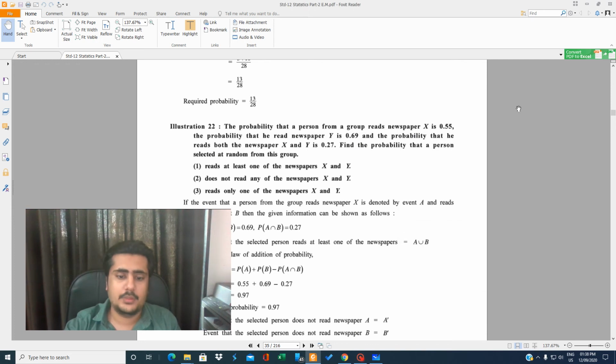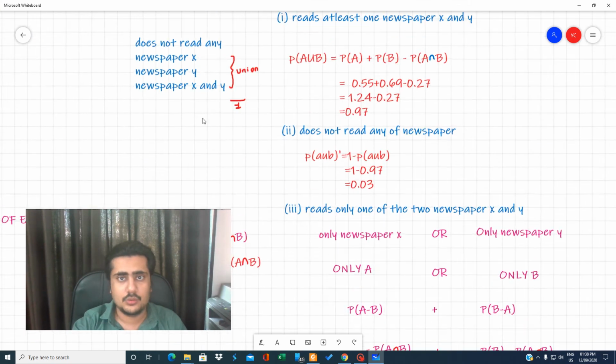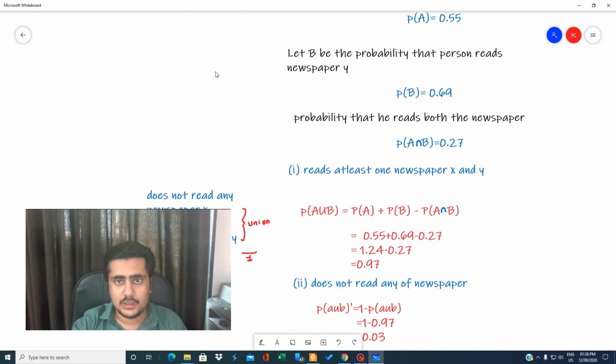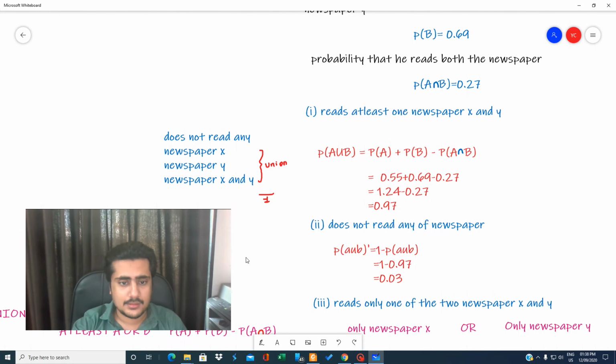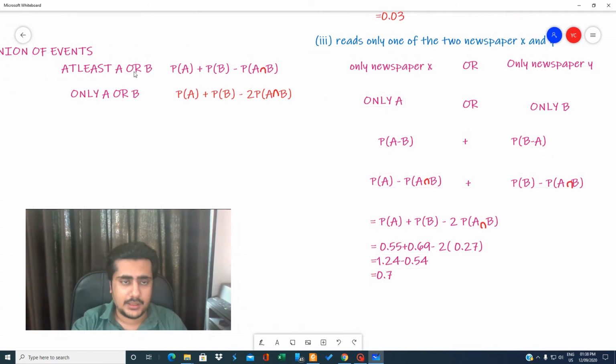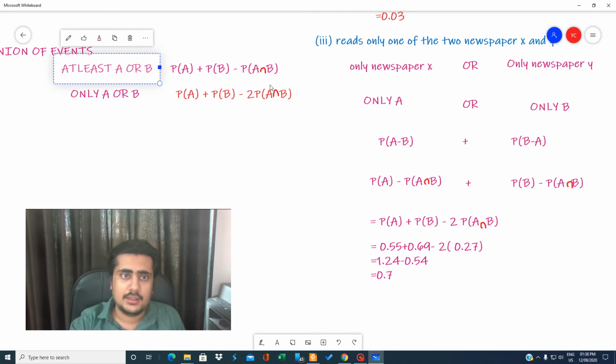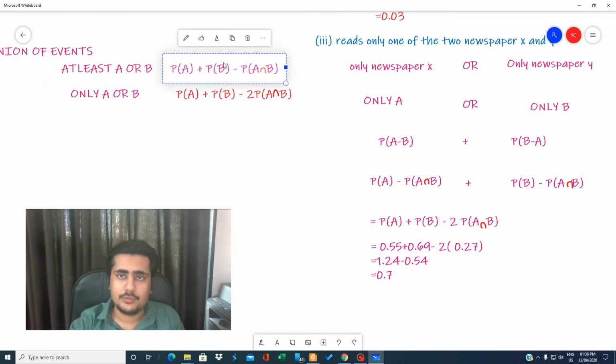Hello. So my name is Yogesh and we are doing standard 12 statistics part 2 chapter number 1 probability. In last lecture we have done illustration number 22 and in that illustration at last point I taught you that you have to remember this thing. If you get a question like this, at least A or B occurs, then you have to use the formula P of A plus P of B minus P of A intersection B.